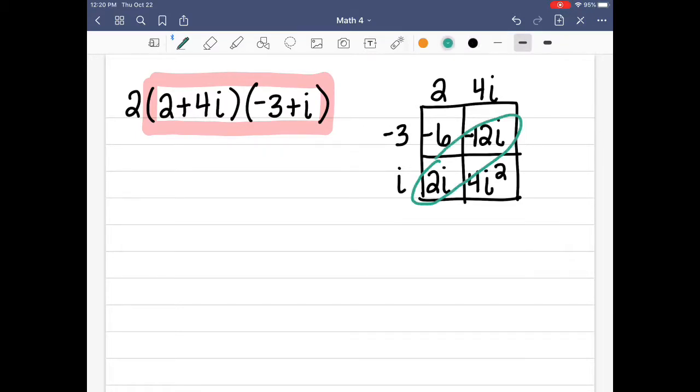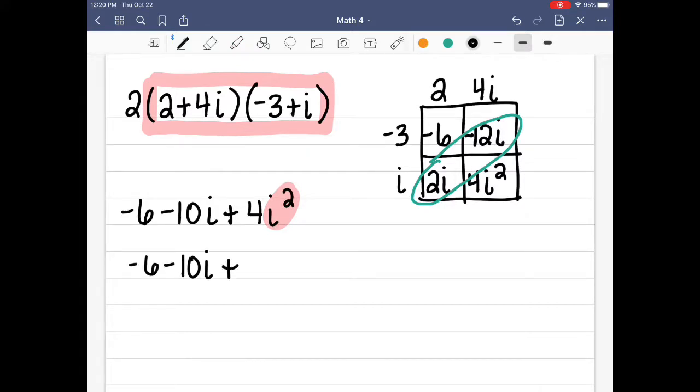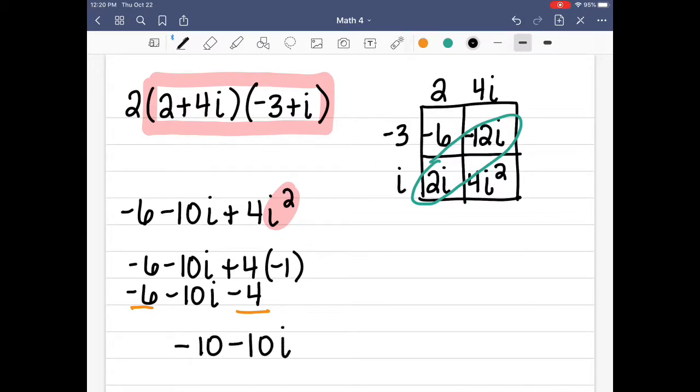So I'm going to combine some like terms. So I have positive 2i and negative 12i. So when I combine those, that's going to give me negative 10i plus 4i squared. Again, I have i squared. We're going to substitute negative 1. And then from there, I will simplify and combine any further like terms. So I have negative 6 minus 10i minus 4. And I have negative 6 and negative 4 are going to combine to make negative 10 minus 10i.